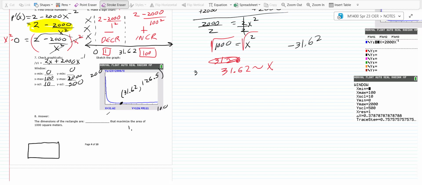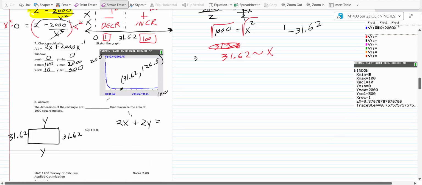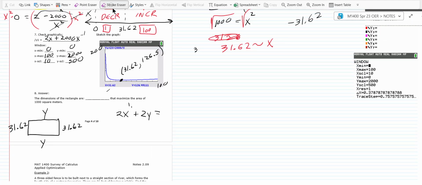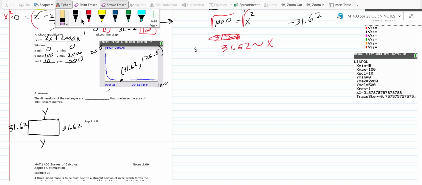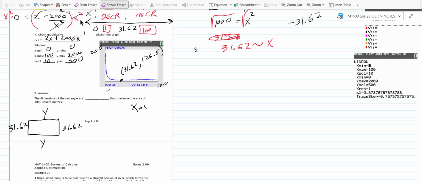What we found was x was 31.62. And when we set this up, that was the height. So we still have to find what y is, because we're supposed to find the dimensions. Here's what you could do. The original problem, we had 2x plus 2y, and, no, let's see, we had x times y is 1,000. We were given that the area was equal to 1,000.